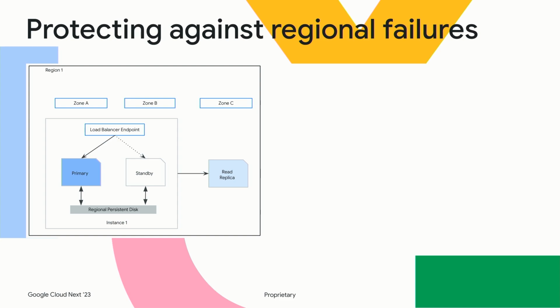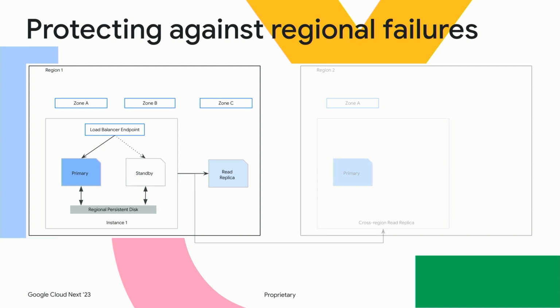So you have to think multi-region. For that, how does Cloud SQL help? What Cloud SQL offers you is the concept of a cross-region read replica. For a Cloud SQL primary instance, you can create a read replica in multiple different regions. Now, let's say that you create this cross-region read replica, and in case of the failure of region 1, you promote this replica, you make it a primary instance.